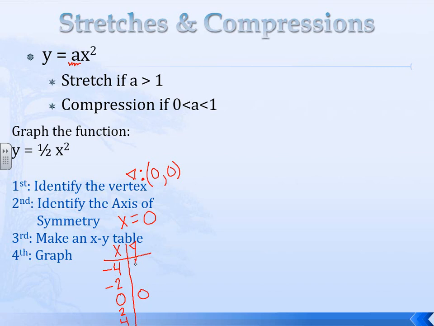So when I plug in, I will do 1/2 of -4 squared. -4 squared is 16, and 1/2 of 16 is 8. Then I have to do 1/2 of -2 squared. -2 squared is 4, and 1/2 of 4 is 2. And then they reflect on the other side of the vertex, so 2 matches with -2, giving an answer of 2. And 4 matches with -4, getting an answer of 8.